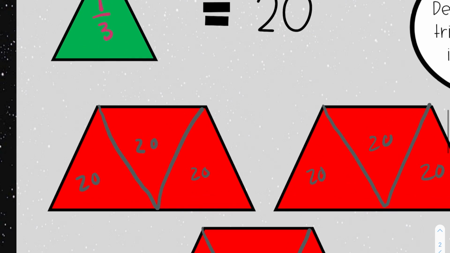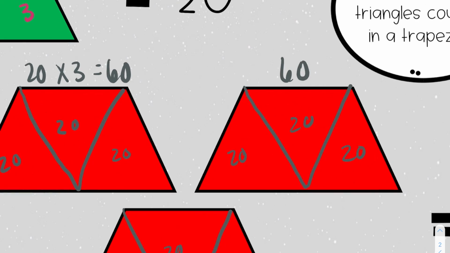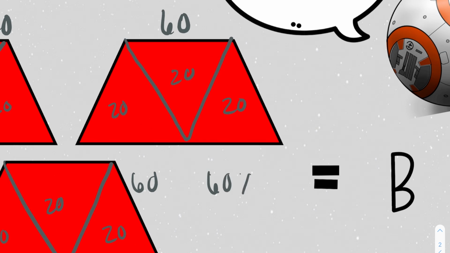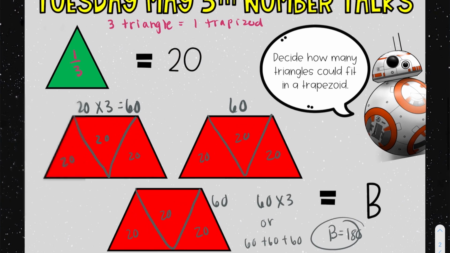So you can either use repeated addition or you could do multiplication. So we have 20 times 3, which is 60. So each of those trapezoids has a value of 60. We need to know what B equals, so we can either do 60 times 3 because we have 3 trapezoids, or you can use repeated addition. But I know that 6 times 3 is 18, so 60 times 3 is 180.